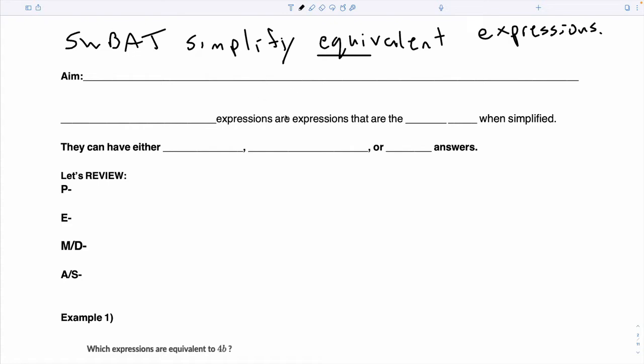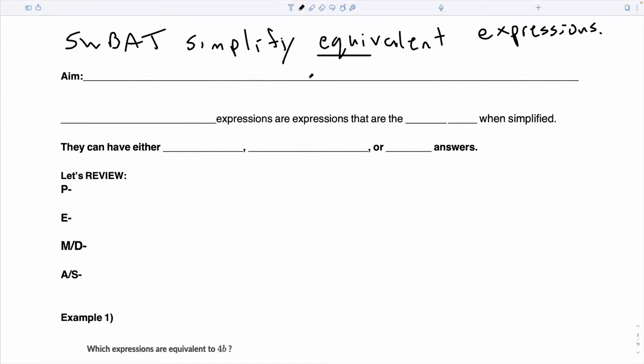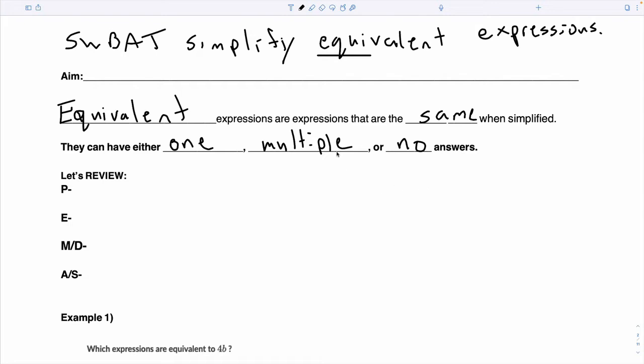Cool. 3, 2, 1. I heard it from row 4. I think I heard it from row 1. What does equivalent mean, Chad? It means equal. So if you have equivalent, write it again. It's a cool word. Expressions that are the same when simplified. They're exactly the same. They can have either one answer, multiple answers, or no answers.